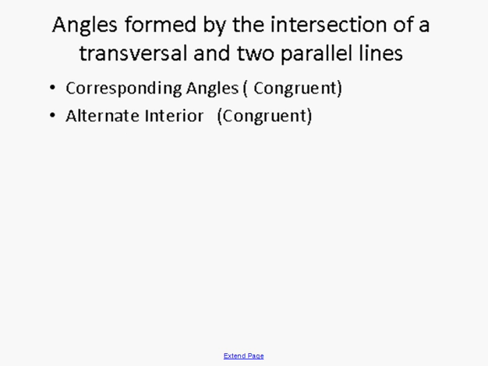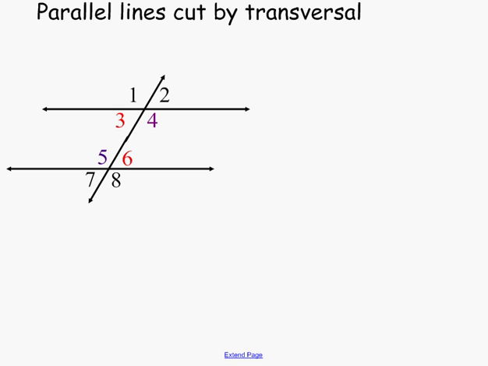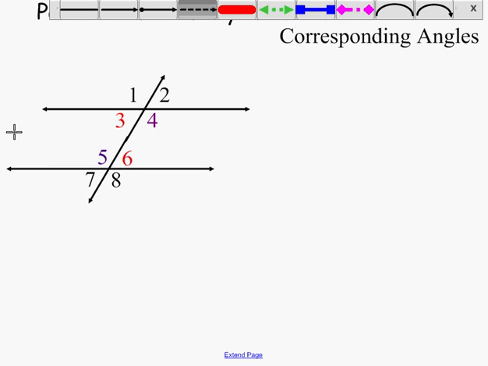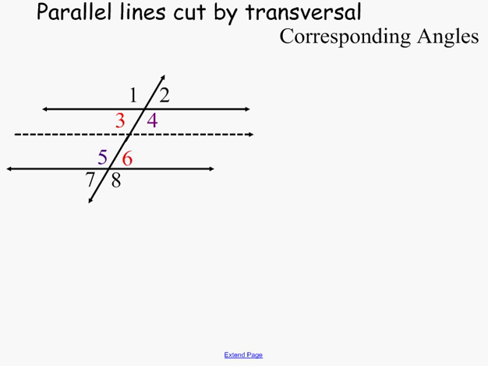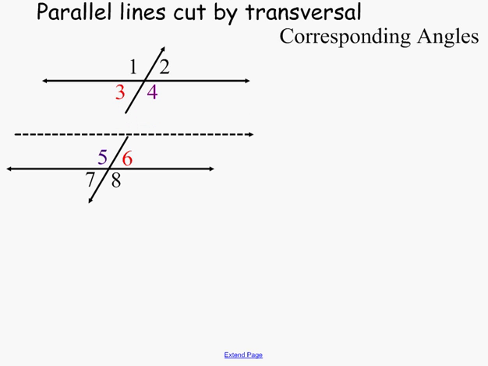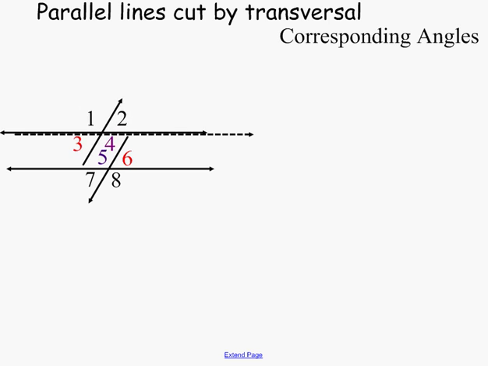Let me begin by showing you this. Here you have your parallel lines cut by a transversal, and I numbered the angles. Corresponding angles: take a look at angles 1, 2, 3, and 4. Say I took a pair of scissors and cut the transversal right through the middle, then took the top part and put it right on top of the bottom part. You would see that angle 1 falls perfectly on top of angle 5. That's what I mean by corresponding.